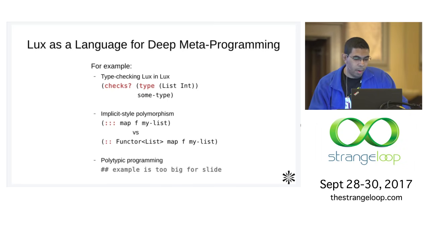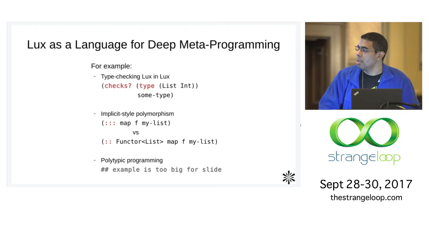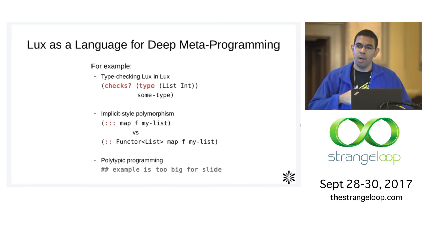And with this kind of power, you can implement some really cool stuff. So this ties back to what I talked about before about implicit style polymorphism. So what you have in the example in the middle, well, bottom middle with the functor, basically this is how polymorphism in languages like Standard ML kind of works.